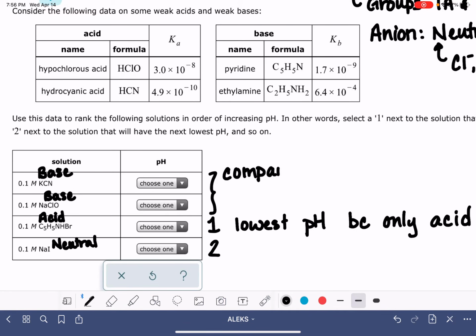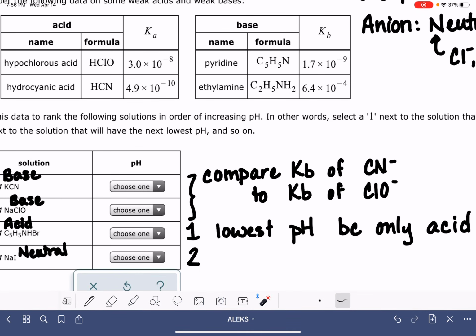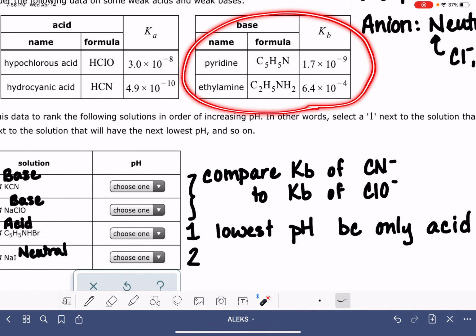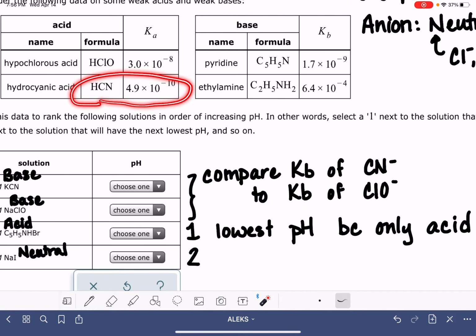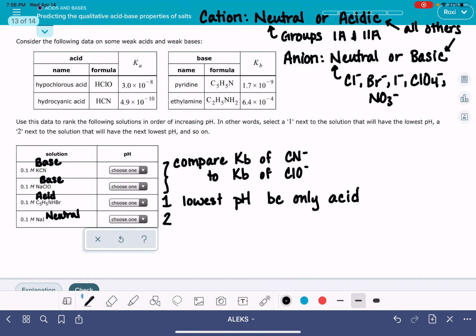So we want to compare the Kb of my first base, which is cyanide, CN-, to the Kb of the second base, which is ClO-. The data table up here does not give us the Kb for anything that we actually need, but notice over here it does give us the Ka of HCN, which is the conjugate acid of CN-, and it also gives us the Ka of HClO, which is the conjugate acid of ClO-. So we can calculate these Kb's from Ka.